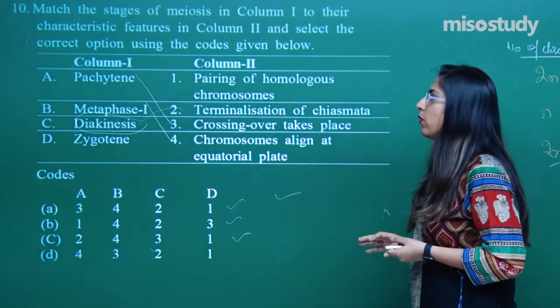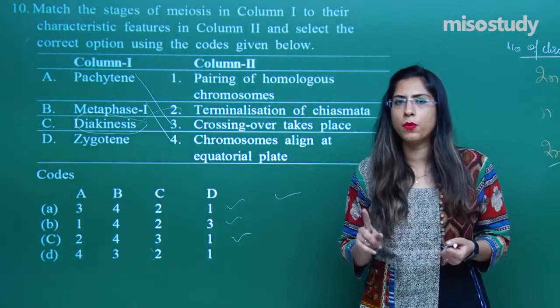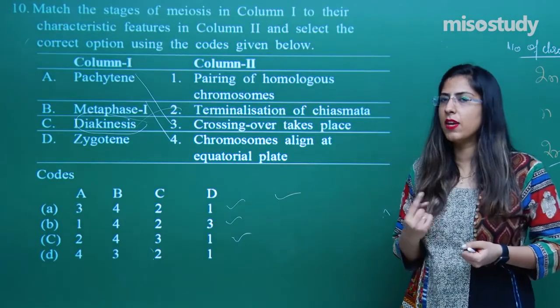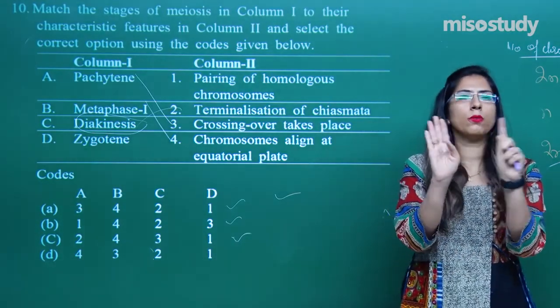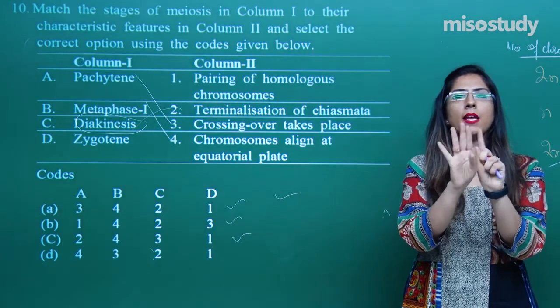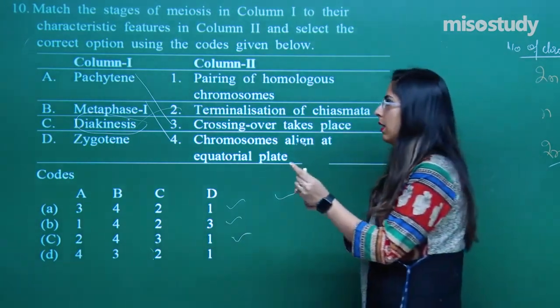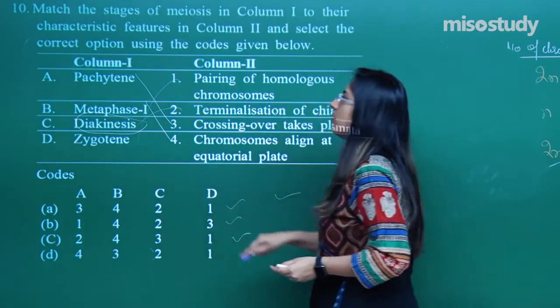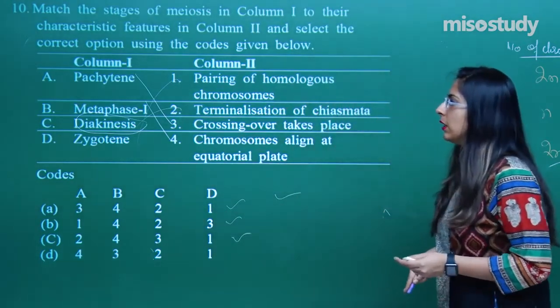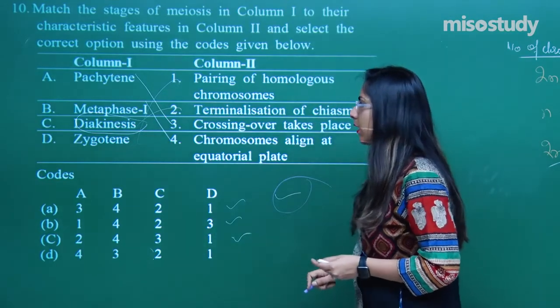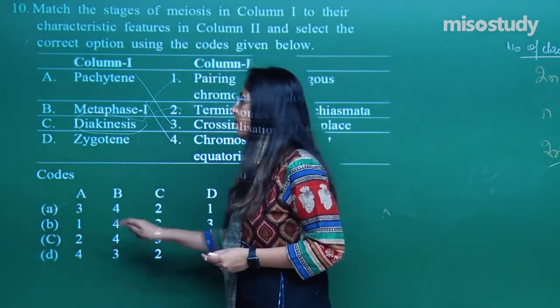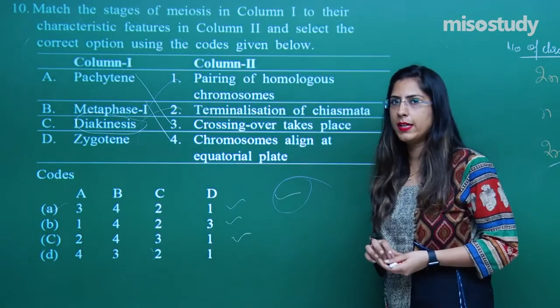For D, zygotene. First of all, in prophase we have the leptotene stage, then we have zygotene. In zygotene, the homologous chromosomes come together with one another, and pairing of these homologous chromosomes occurs. That means for D, the first option is the correct option. So after this matching, the first option is the correct one. That means for question 10, option A is the correct option.